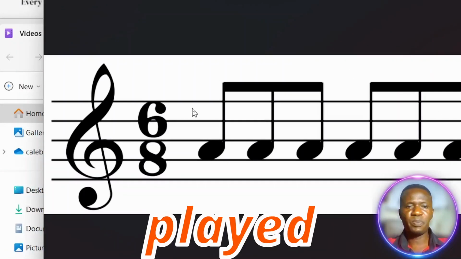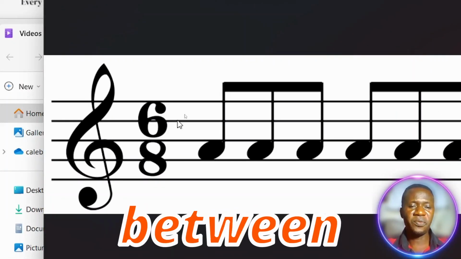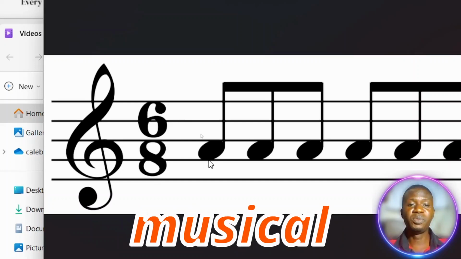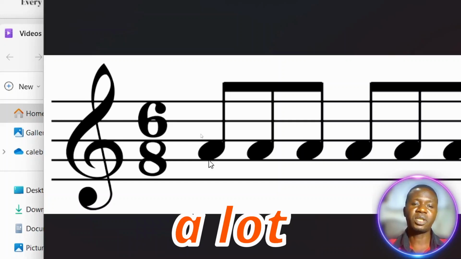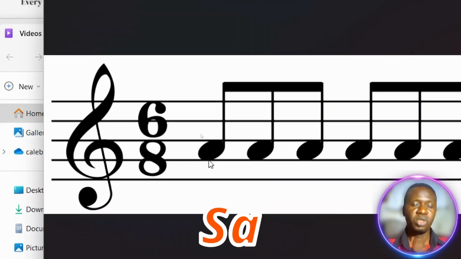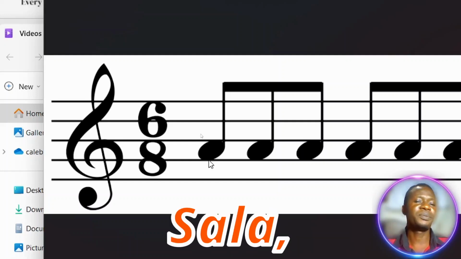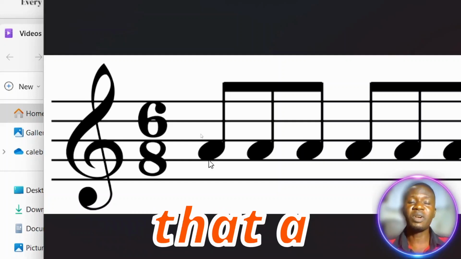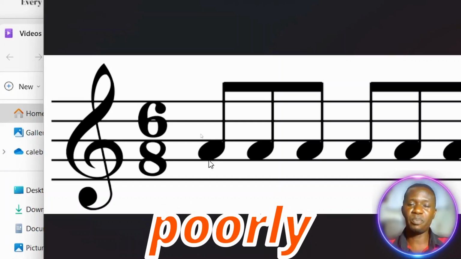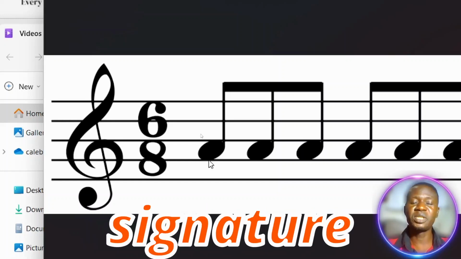The last time we played at Ojo, I discovered that a lot of us don't know the difference between most of these musical symbols, and that gave us a lot of problems, especially when we were playing that Beje song, so sola, so do ti, so sola, so re do. We discovered that a lot of people know how to play it, but we played it very poorly because we couldn't manipulate the time signature very well.